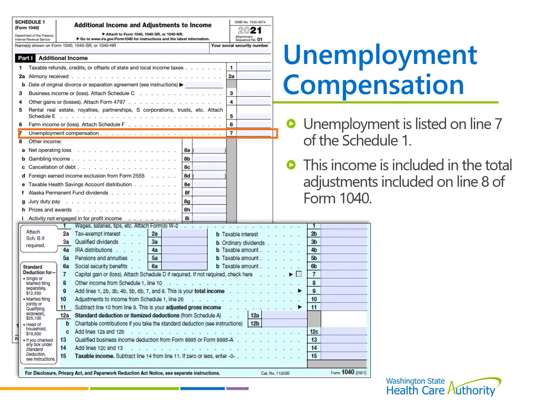Unemployment compensation. Unemployment compensation is listed on line 7 of IRS Schedule 1 form. This income type is included in the total amount on line 8 of IRS 1040 form.